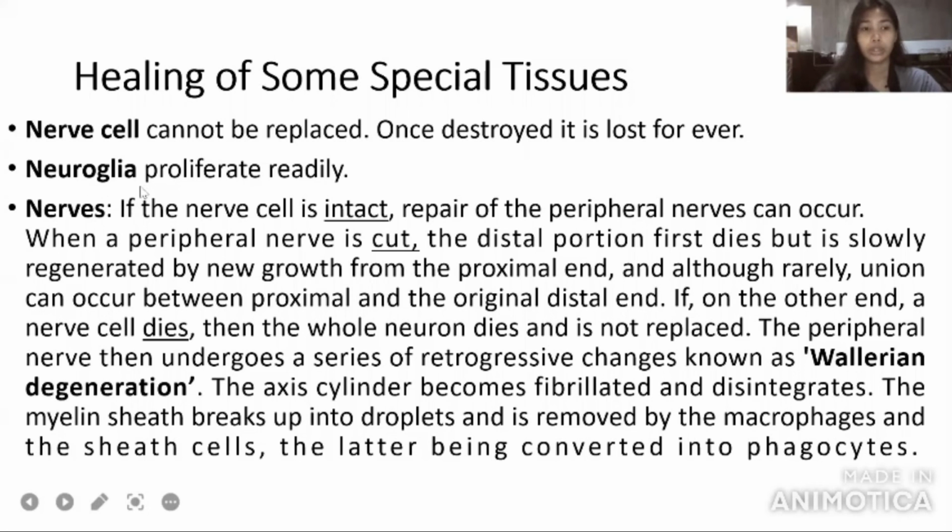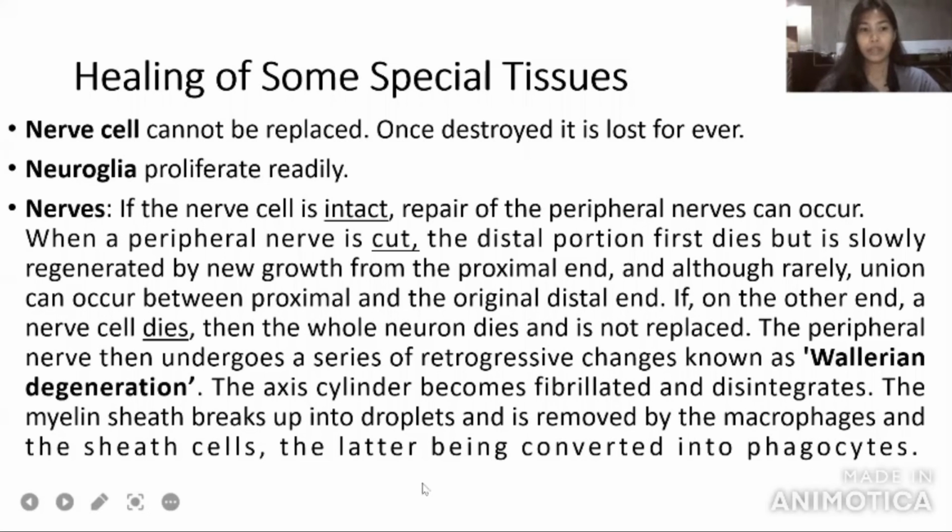Next is the neuroglia. This proliferates readily in the nerves. If the nerve cell is intact, repair of the peripheral nerves can occur. When a peripheral nerve is cut, the distal portion first dies but slowly regenerates by new growth from the proximal end, and although rarely, union can occur between the proximal and the original distal end.